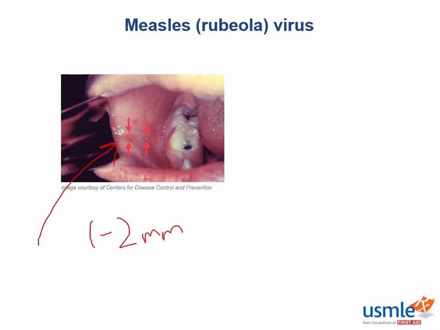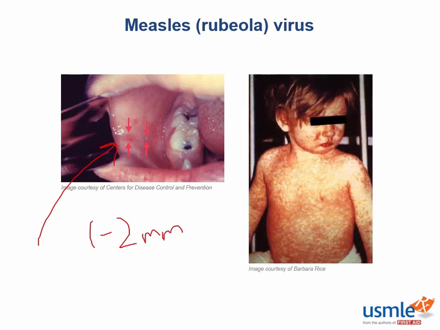After the development of these Koplik spots, the characteristic rash of measles begins to appear. This rash, as we see here, is an erythematous maculopapular rash that typically begins at the hairline and spreads downward. Think about pouring red paint over somebody's head and watching it spread down the face first, and then go on to the shoulders, trunk, and then continuing down to the legs and feet.